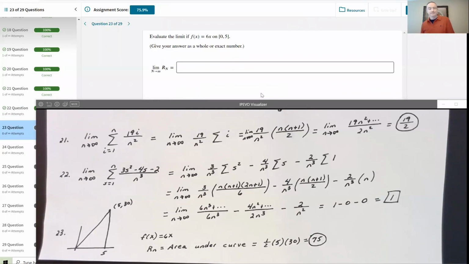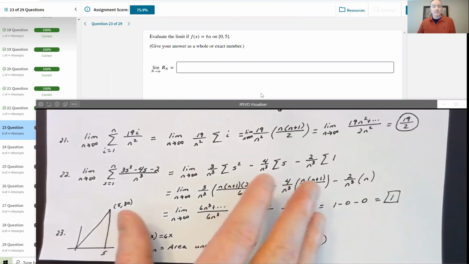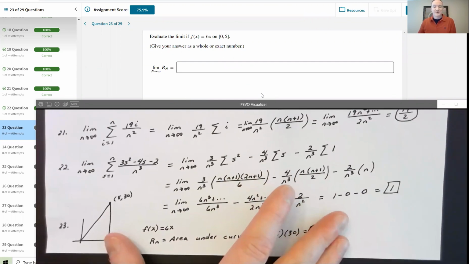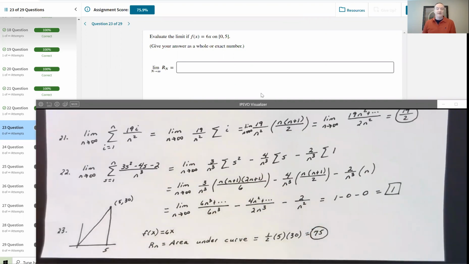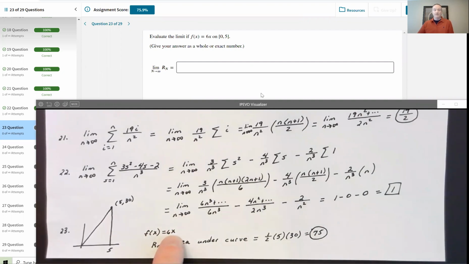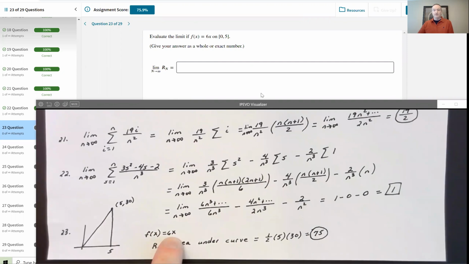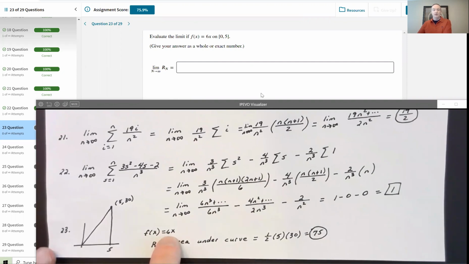For 23, 23 is actually the first Riemann sum problem. I was running out of room on this page, so I just showed you for the basic cases, you don't even have to do a formal Riemann sum. It's just trying to find the area under the curve. So the only thing I did for this function f of x equals 6x, I said, since it's a basic problem, let's do the basic solution to it.